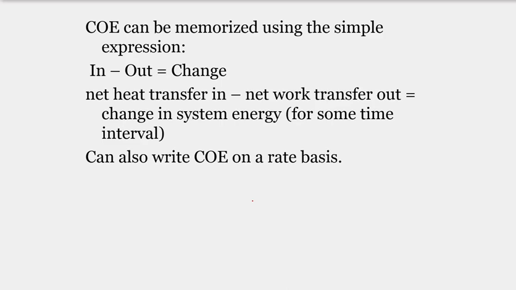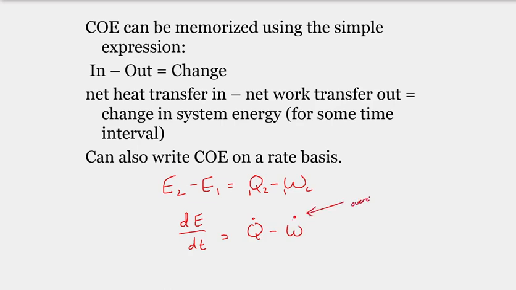We can also write the conservation of energy on a rate basis. So we would take all of the expressions in our generic form of the conservation of energy and say we're going to do that on a rate basis. And that would change the expression like that, okay? Where again, the over dot means rate basis.